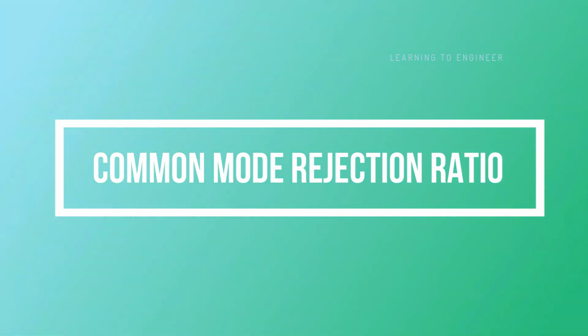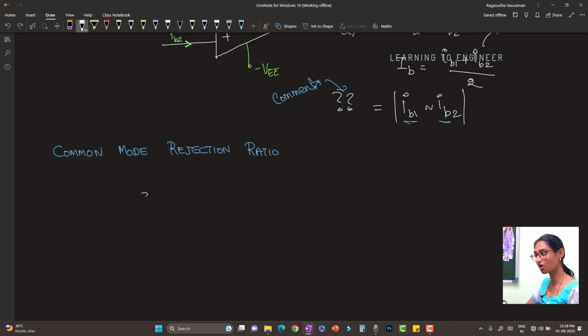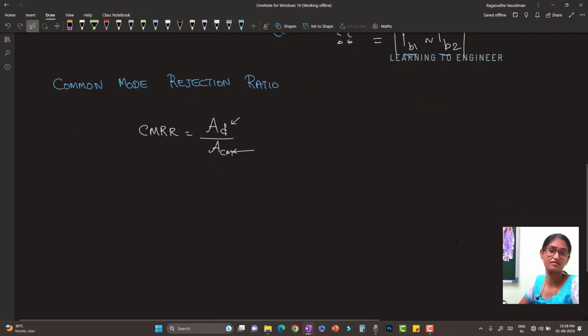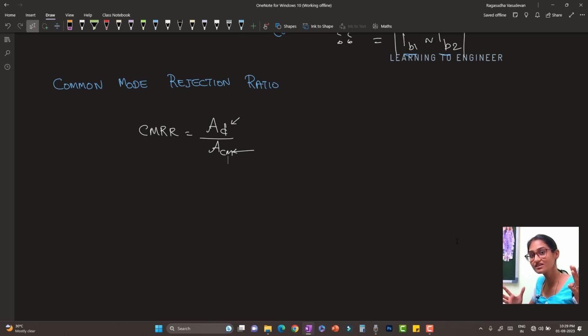The common mode rejection ratio is the ratio of the differential gain to the common mode gain. From the beginning we have been seeing what an operational amplifier is. The op-amp will amplify the difference signal, and that gain is called the difference gain of that op-amp. How well the op-amp suppresses the common signal, that gain is called the common mode gain of an op-amp.